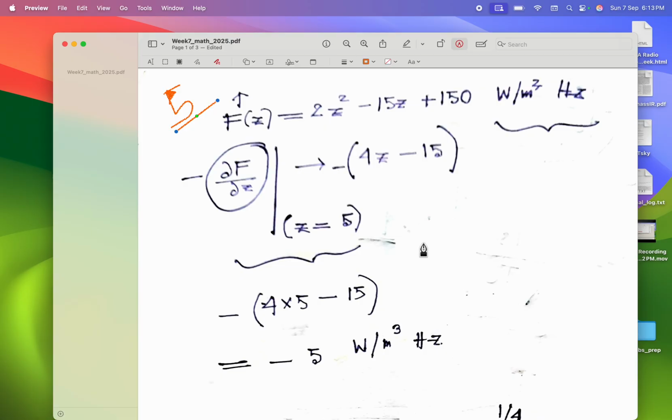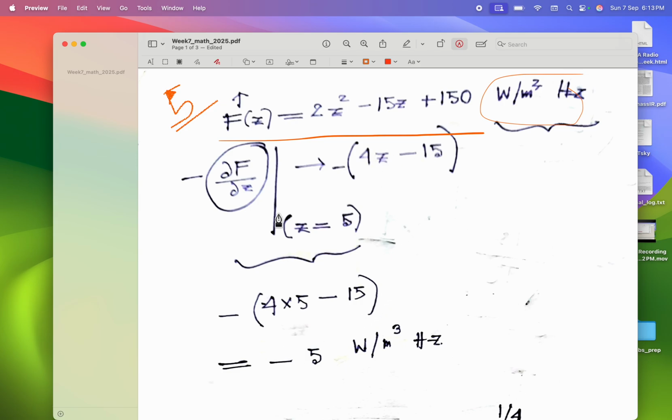In question 5, it is mentioned that the upward flux is equal to 2z² minus 15z plus 150, in the unit of watt per meter cube hertz. And this volumetric heating rate has been defined as minus ∂F/∂z. So if you just take the derivative of F with respect to z, then it comes to 4z minus 15, and here ∂/∂z of 150, a constant, is 0.